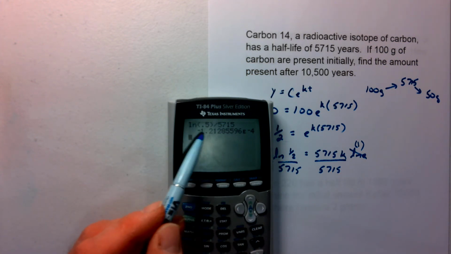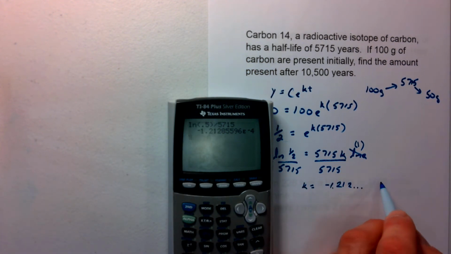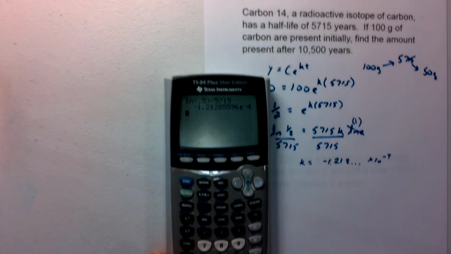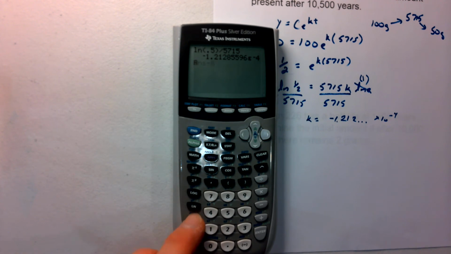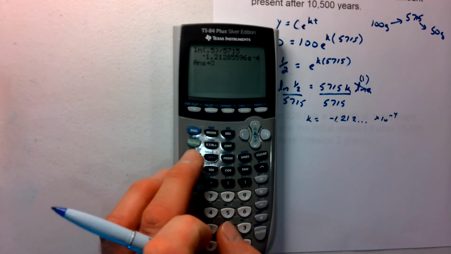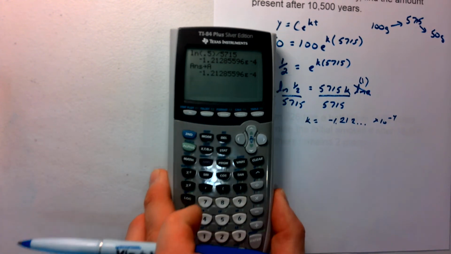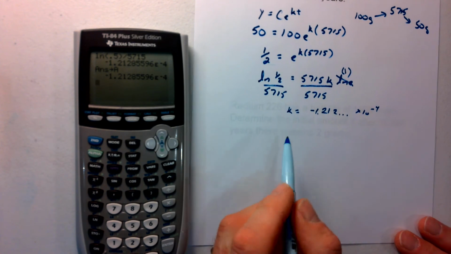I'm going to go ahead and store this value so I know what my k value is. So k is negative 1.212 times 10 to the negative fourth. So remember to store, I'm going to go down here right above the on button is the STO, and I'm going to hit my alpha, and then math is going to give me my a. So that's going to store my a value there. All right, now we can go ahead and answer this question.